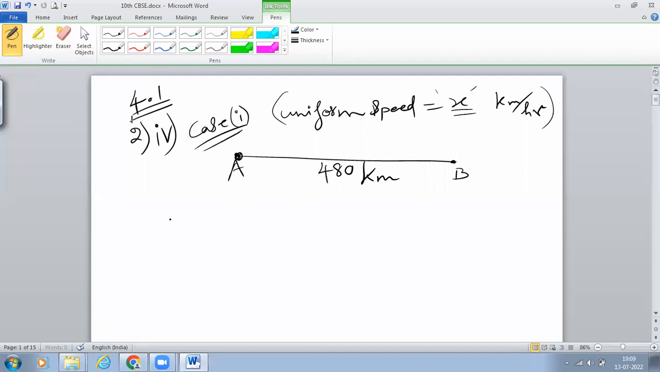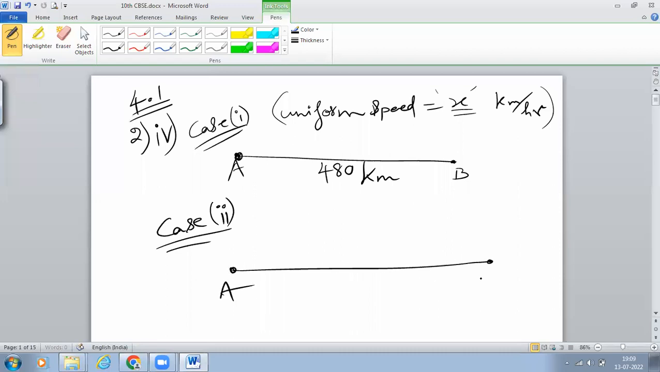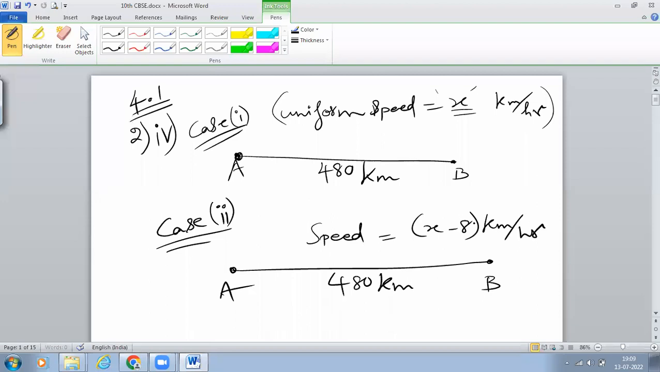Now, in the second case, the train is traveling the same distance, 480 kilometers, from A to B. But this time the speed is 8 km per hour less. Initially we assumed the speed as x. So now in this second case, what is the speed? x minus 8. Am I right or wrong? Yes, 8 km less.